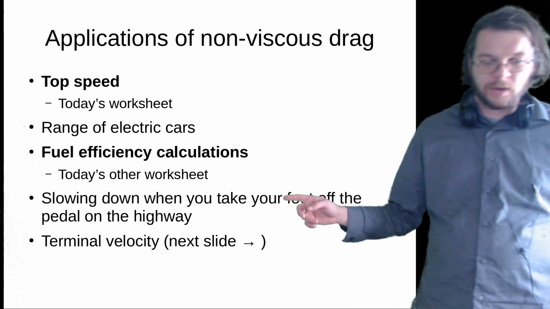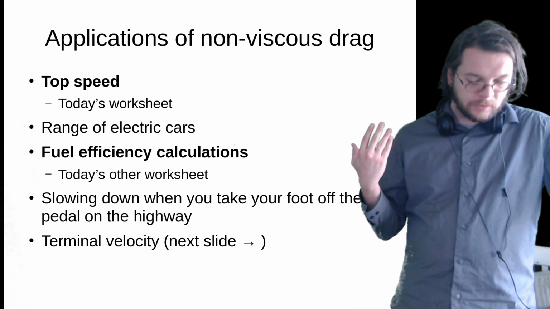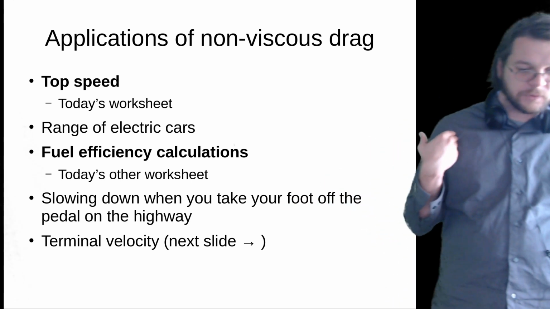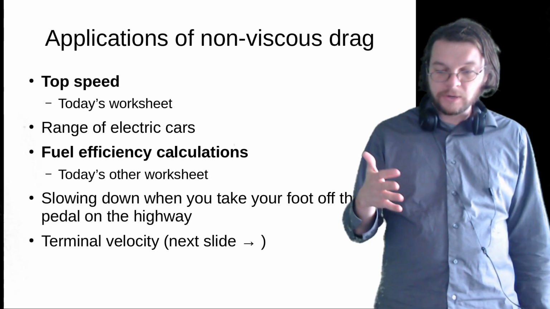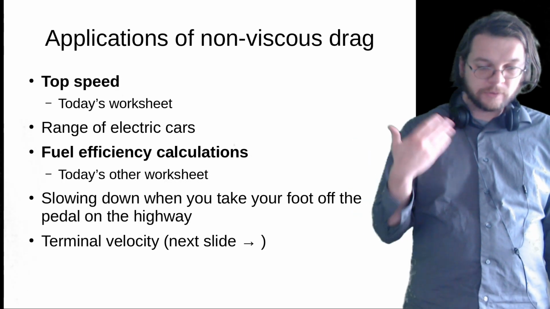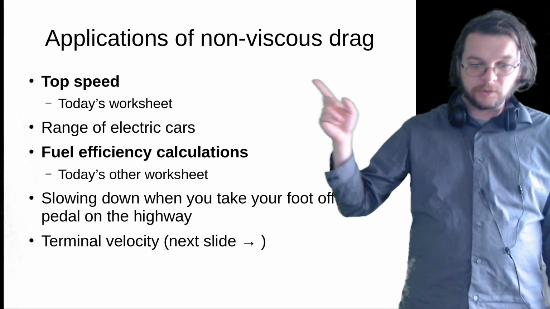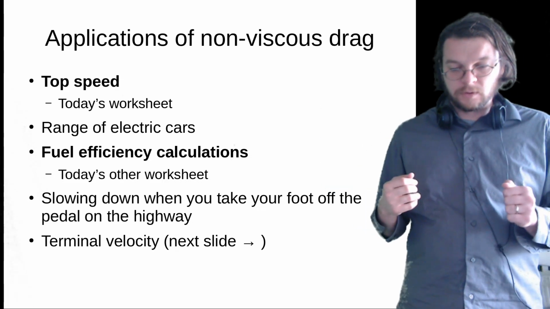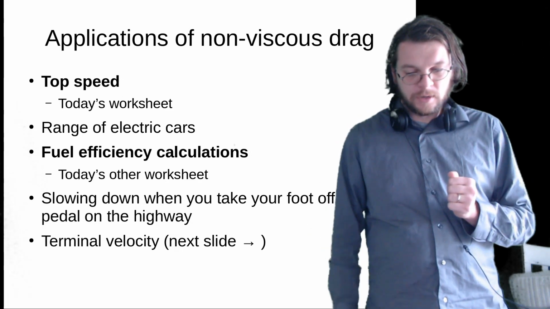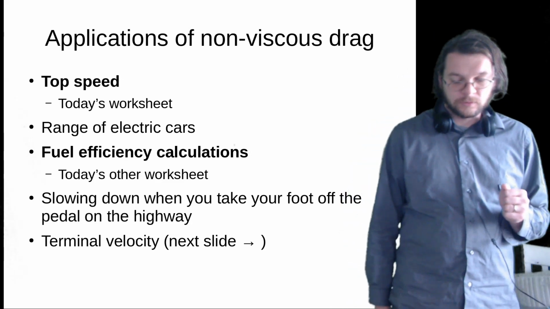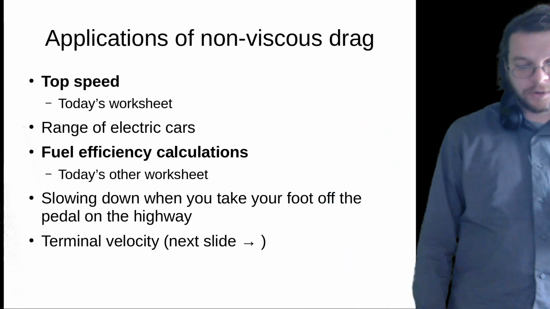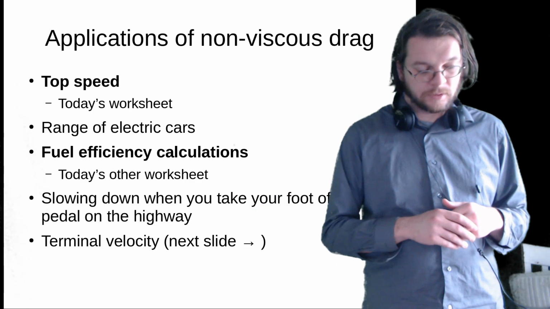Another application of non-viscous drag is that as you're getting off on an exit on the highway, as soon as you take your foot off the gas pedal, you'll notice the car starts to slow down at least a little bit. That's actually because the air drag is slowing your car down. And so that is a perfectly good example of non-viscous drag. So you have your car, right? You have the drag force on it, and that's an unbalanced force, which is going to produce an acceleration opposite to the direction that you're going. So non-viscous drag is a pretty good application.